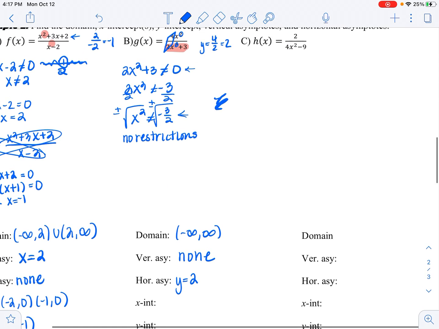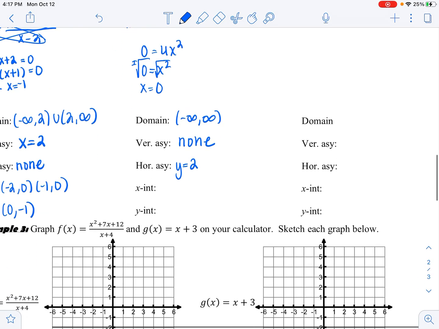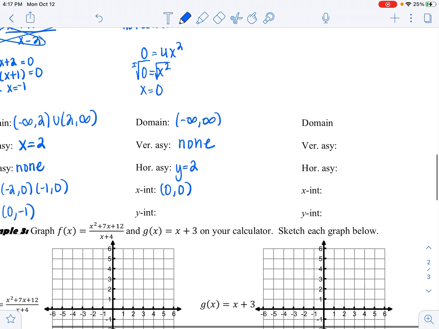X-intercept, set your function equal to 0 and solve. So I'm going to set g of x equal to 0. And then remember, when I set a fraction equal to 0, just the numerator has to be 0. So my shortcut is setting the numerator equal to 0. Divide by 4, you get 0 equals x squared. Square root plus or minus, and I get x equals 0. So my x-intercept is (0, 0).